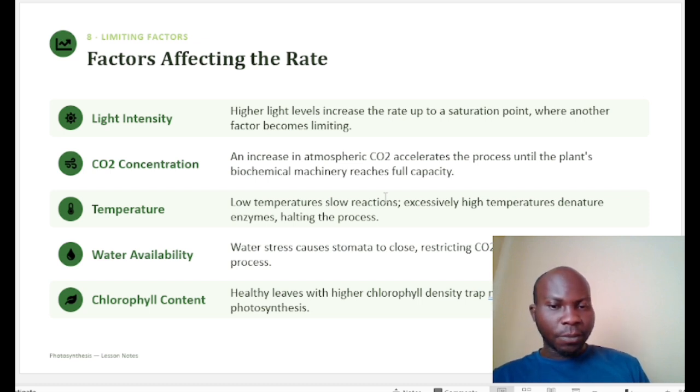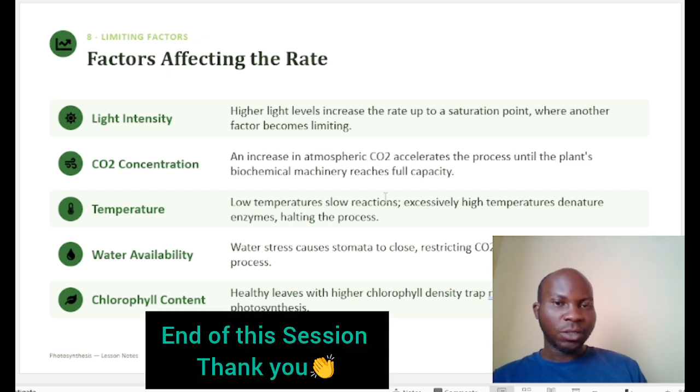Number 4 is water availability. Water stress can cause the stomata to close, and this will stop the carbon dioxide intake and slow the process, meaning that the water that is good for the plants is a moderate amount. When the water is too high or too low, the rate of reaction will be slow. The last one is chlorophyll content, the quality of chlorophyll. Good chlorophyll can increase the rate of photosynthesis.